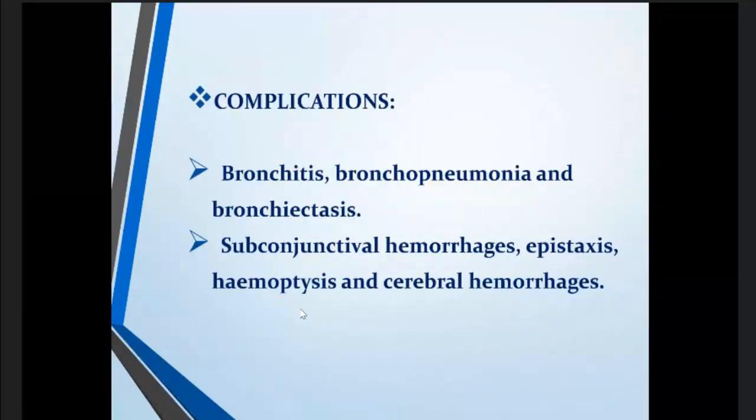Complications of this disease include bronchitis, mainly respiratory bronchitis, bronchopneumonia, and bronchiectasis. Also, other complications may occur due to the violence of the cough. The child may have subconjunctival hemorrhage, epistaxis, hemoptysis, and cerebral hemorrhage, which may lead to coma or death.